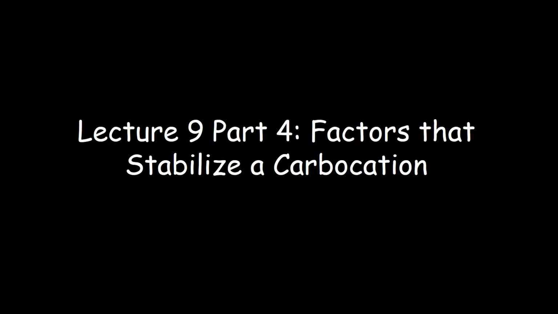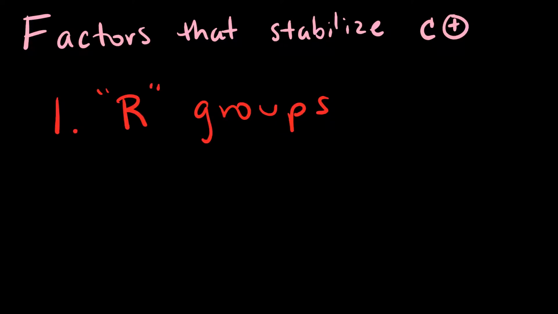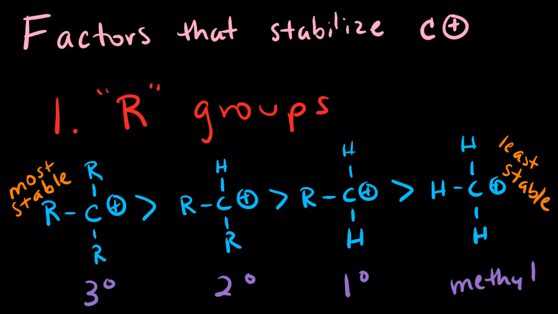We discussed in the previous video why we would be interested in finding out what stabilizes a carbocation, so in this lecture we're going to take a look at that. First and foremost, R groups help to stabilize a carbocation. What I mean by that is if you have a positively charged carbon, a carbocation, the more R groups there are around that carbon, the more stable the carbocation will be.